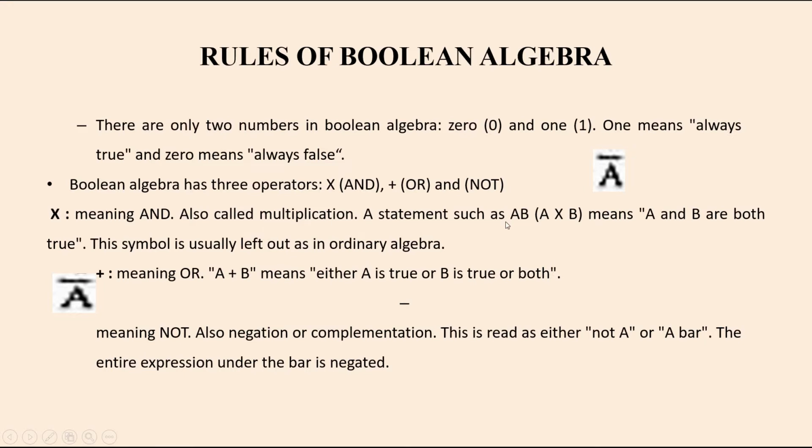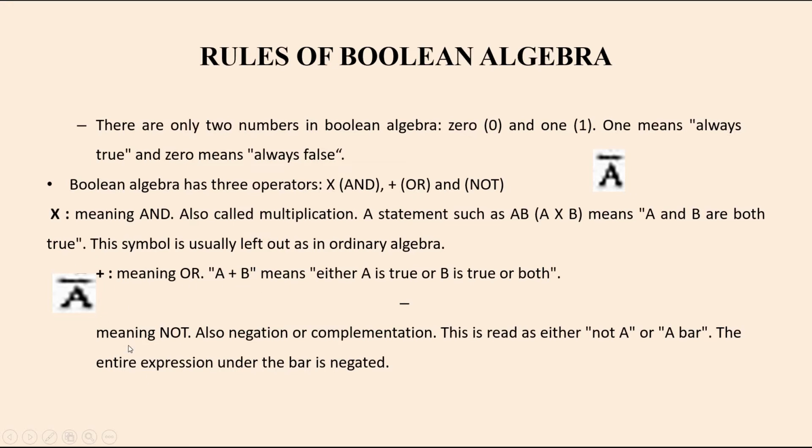It is also called multiplication. A statement such as AB is represented as A into B. That is represented in Boolean algebra as A and B are both true. This symbol is usually left out in ordinary algebra. So A cross B means A and B, that is, both statements are true. A plus B means A or B. So what does plus mean? A or B. Either A is true or B is true.